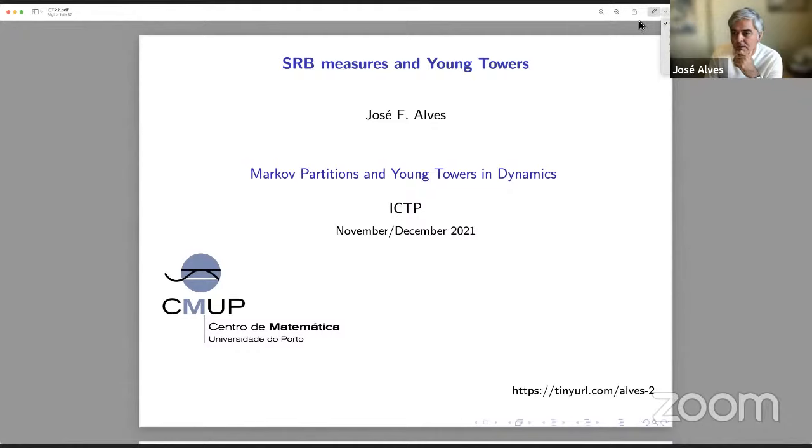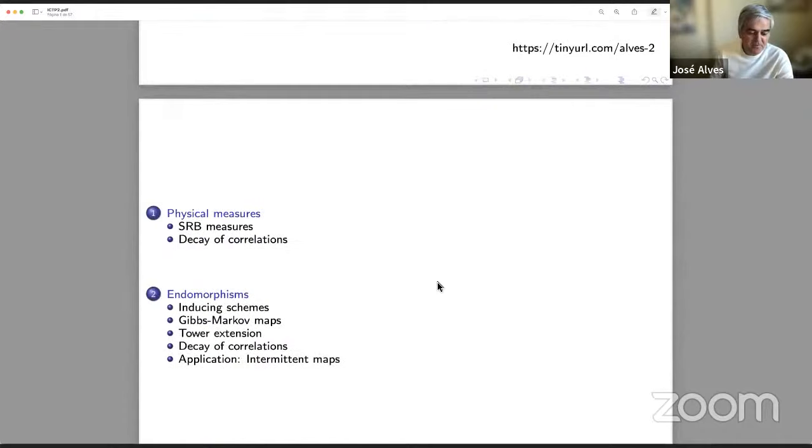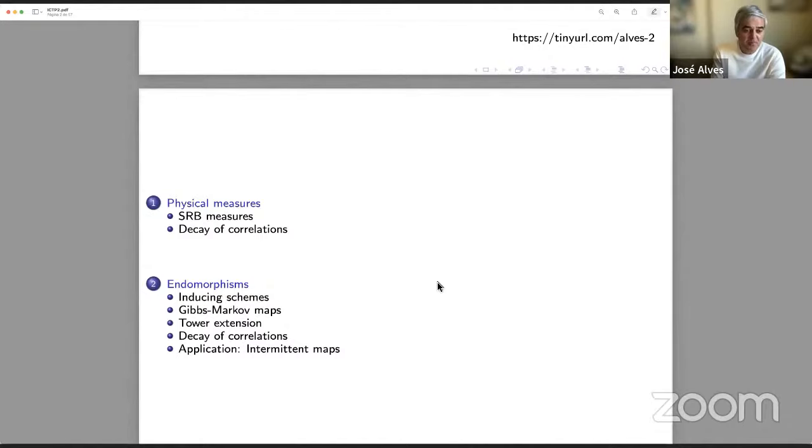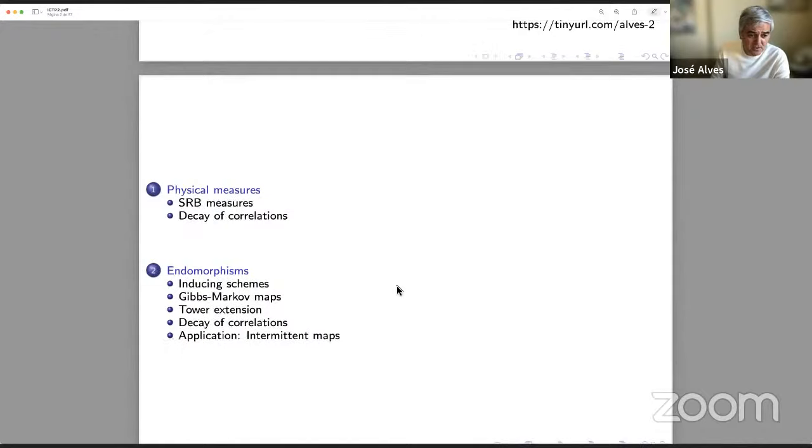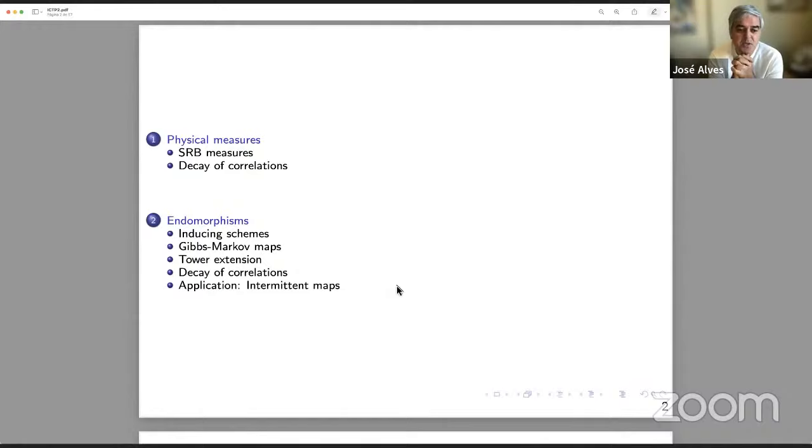So let me briefly recall what we have seen in our first lecture. We introduced the notions of SRB measure and the decay of correlations, also physical measures, which are more general than SRB measures. SRB measures are a particular case of physical measures. And then we started to see the endomorphism case, for transformations which are not invertible.